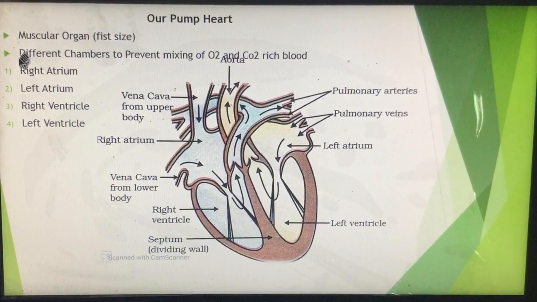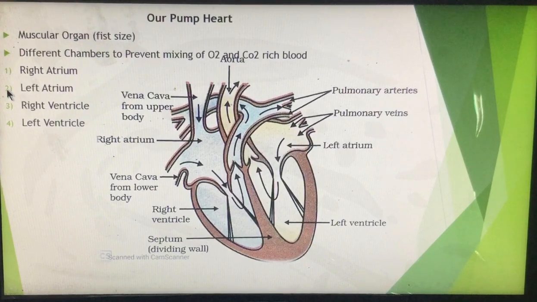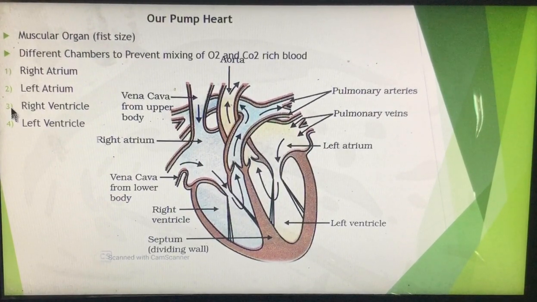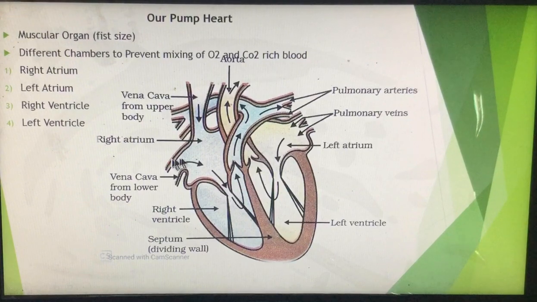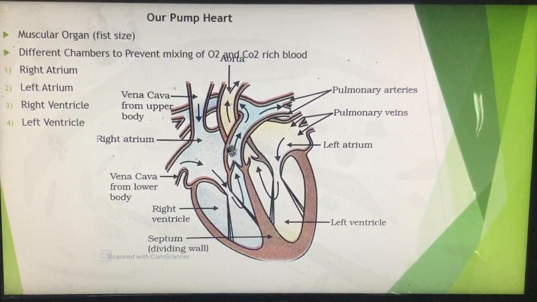ये heart में हमारे में there are 4 chambers. These compartments are known as the heart chambers. So कितने heart chambers हैं? 4 heart chambers are there, and 2 heart chambers, they are present on the right side of the body and 2 are present on the left side.